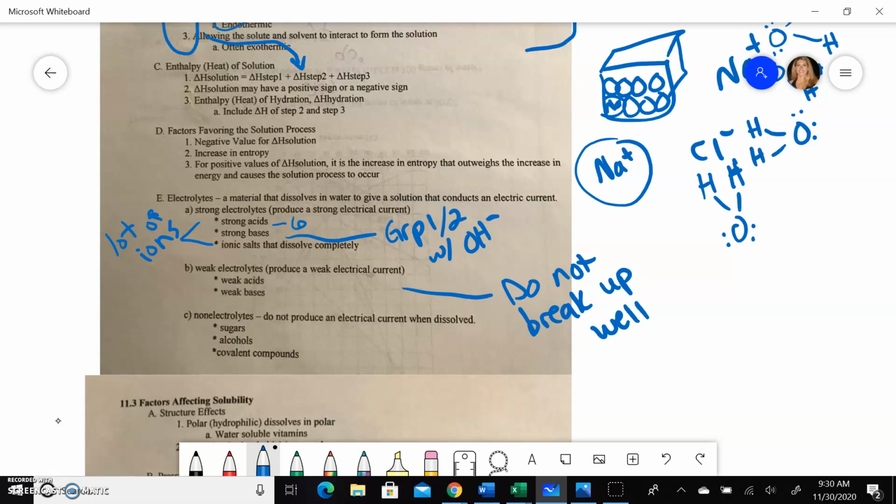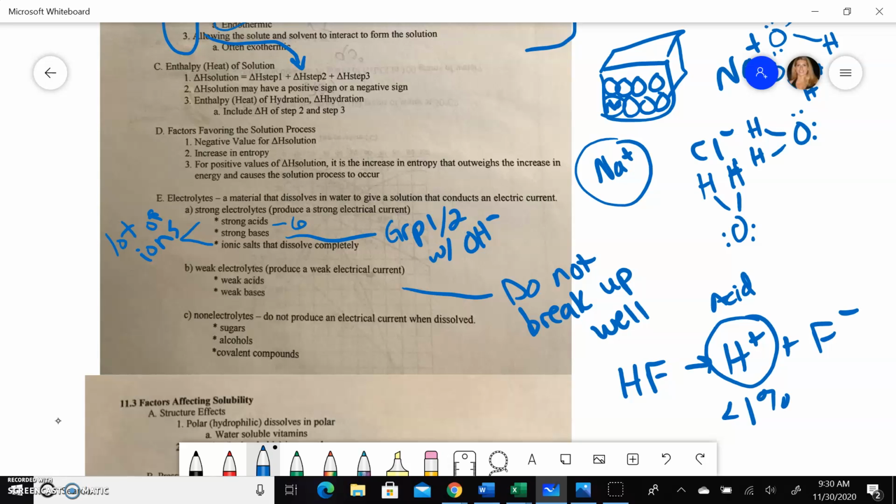So for example, if we were writing hydrofluoric acid, when it dissolves, it makes H+ and fluoride ions, and the fact that it makes H+ is what makes it an acid. But I think less than 1% of this will actually break up. So over 99% of it is going to stay together as HF, and very few particles will actually break up. It's enough particles to consider it a weak electrolyte, but it's just not very many compared to the strong electrolytes.